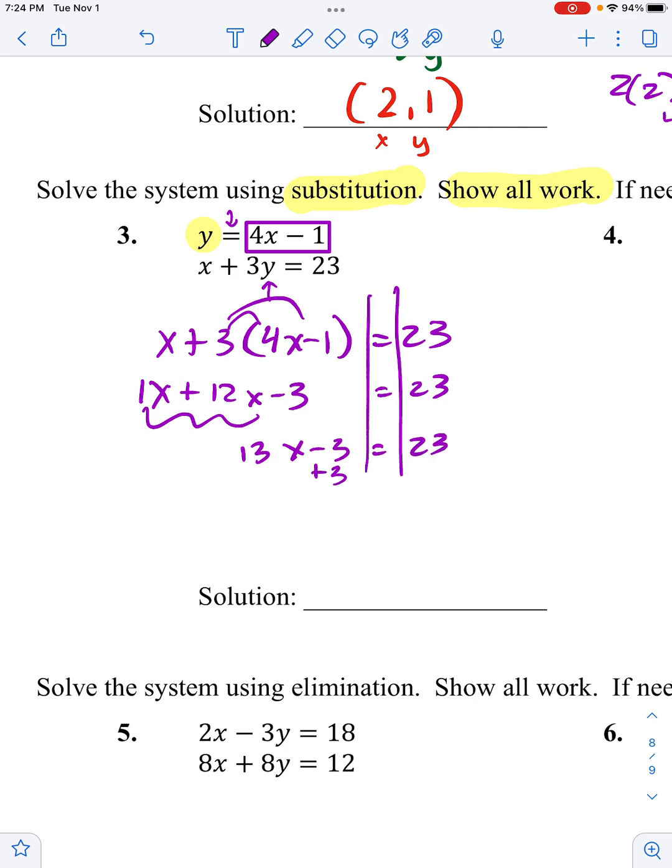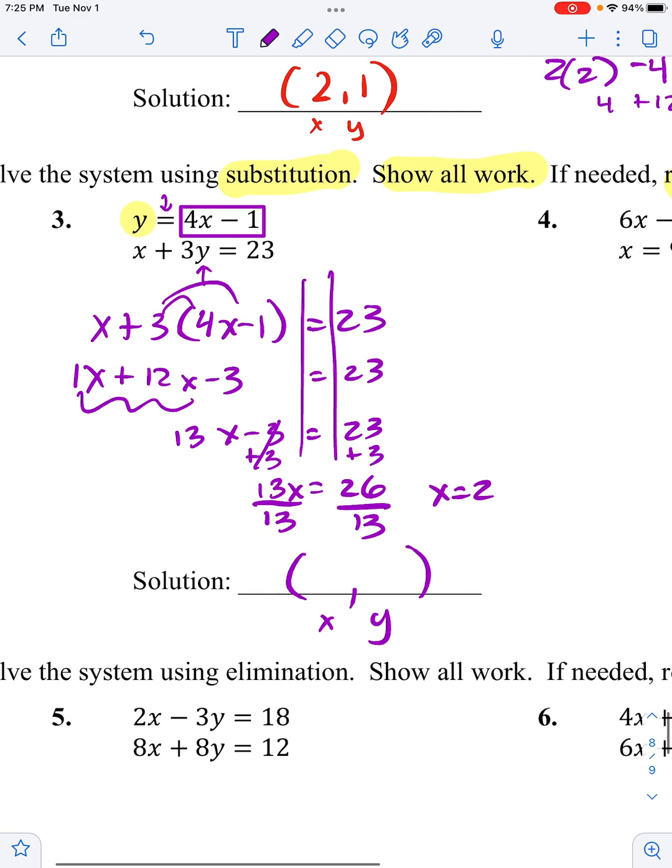I'm going to go ahead and add 3 to both sides. I'm just doing some algebra 1 solving. And I'm going to divide by 13. Now, I found out that x is 2. So keep in mind, when you write your answer, x goes first, alphabetical order. So that's going to go here.